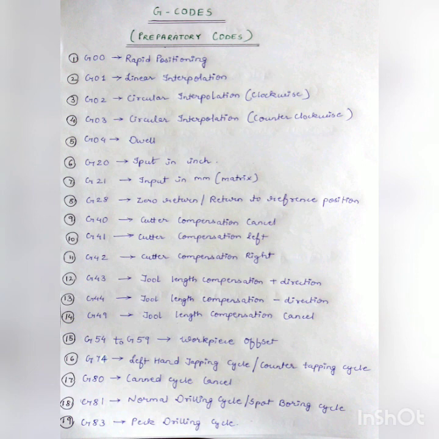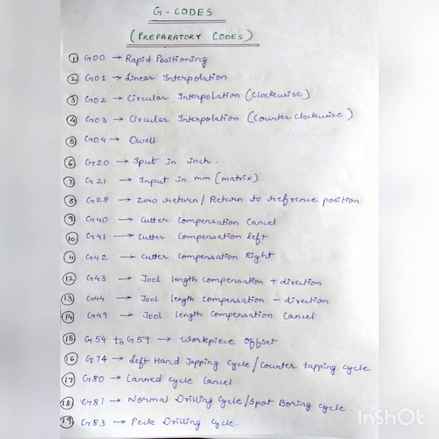Sixth is G20, which is used for input of values in inches, and G21 is used for input of values in mm or metric. G28 means zero return or return to reference position. It is used to move the bed of the machine tool to the reference position or the zero position. Ninth, G40 means cutter compensation cancel, G41 means cutter compensation left, and G42 means cutter compensation right.